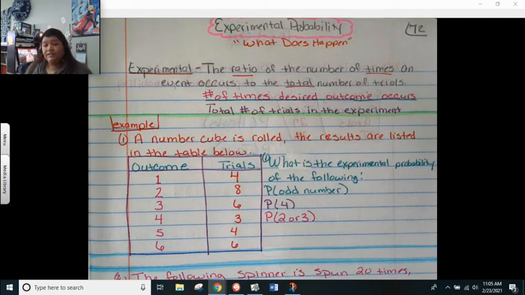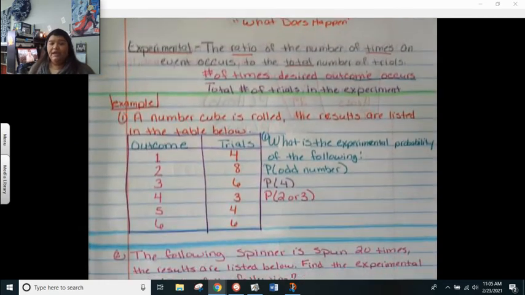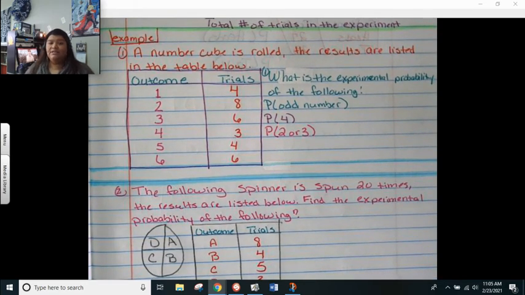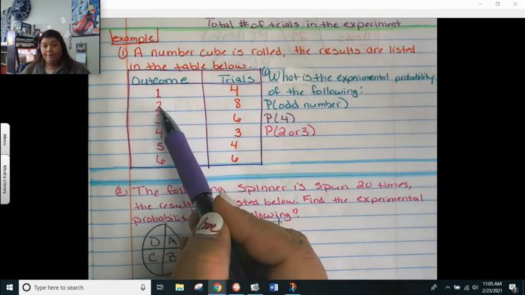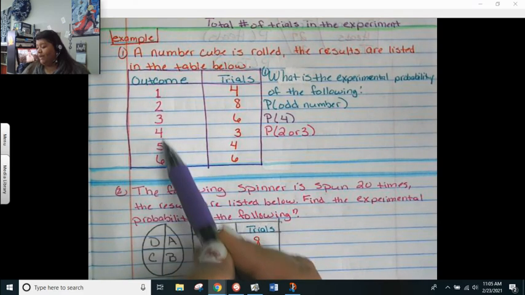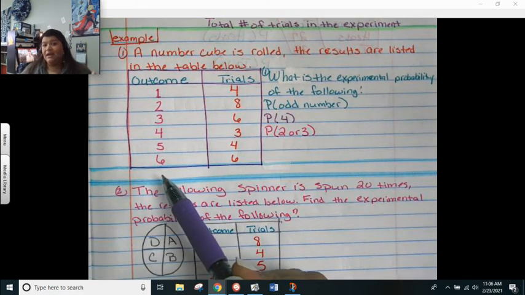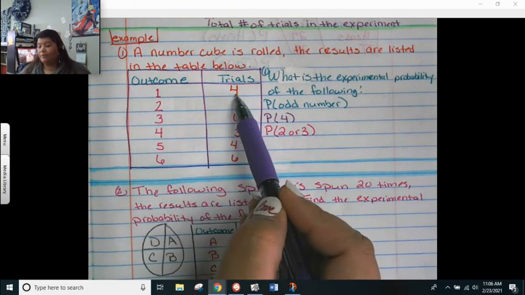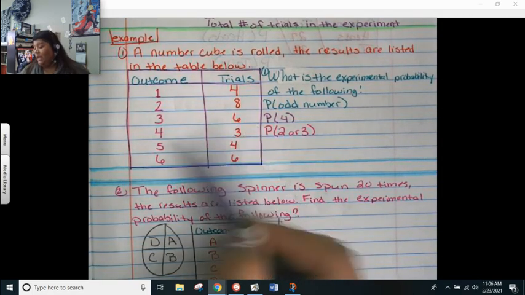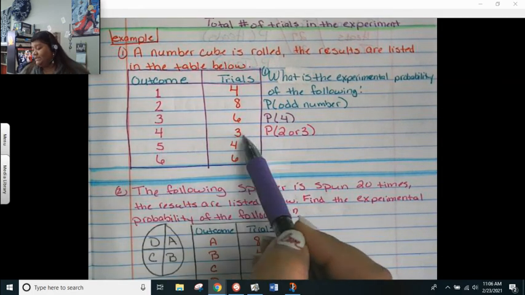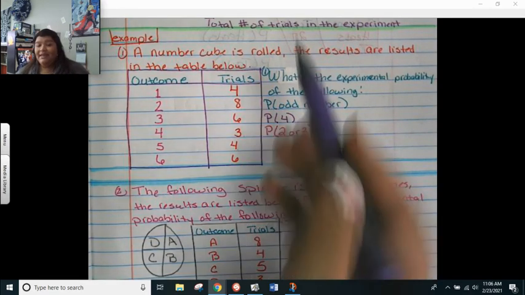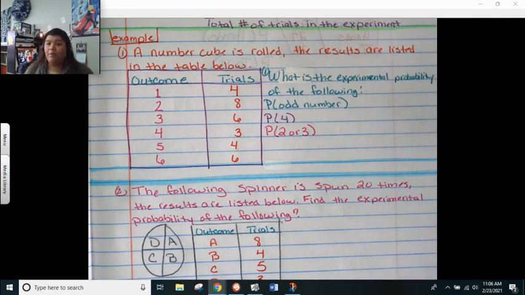Now, the first example I have here for us to do is with the number cube. So a number cube is rolled and the results are listed in the table. So this is my outcome. I can get the numbers 1, 2, 3, 4, 5, 6, but now I actually wrote down how many times I got the number. So I got the number 1 4 times. I landed on 2 8 times. I landed on 3 6 times, 4 3 times, 5 4 times, and I landed on 6 6 times.